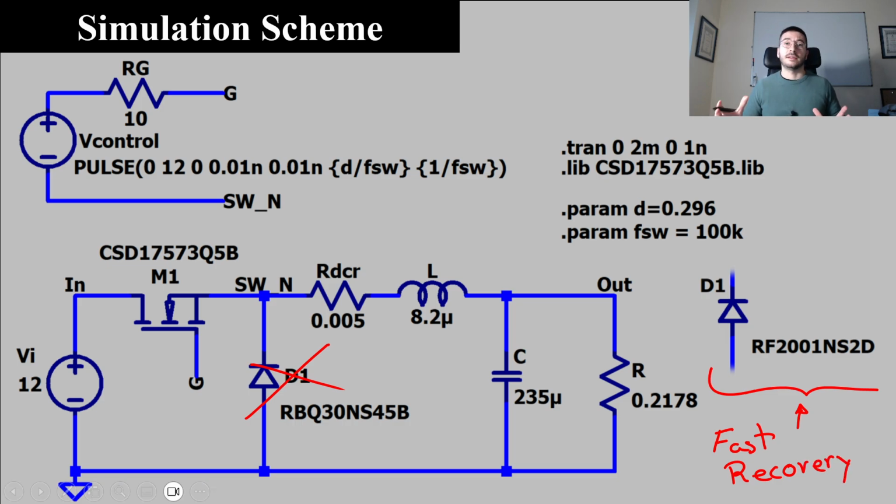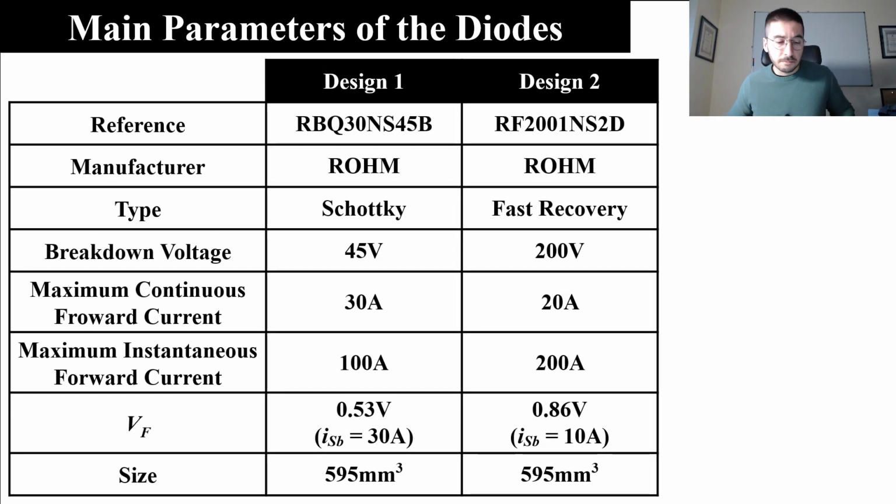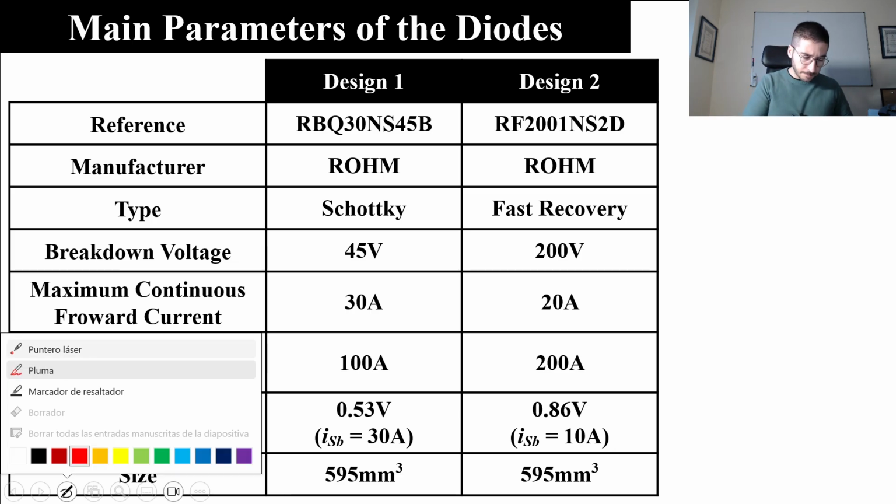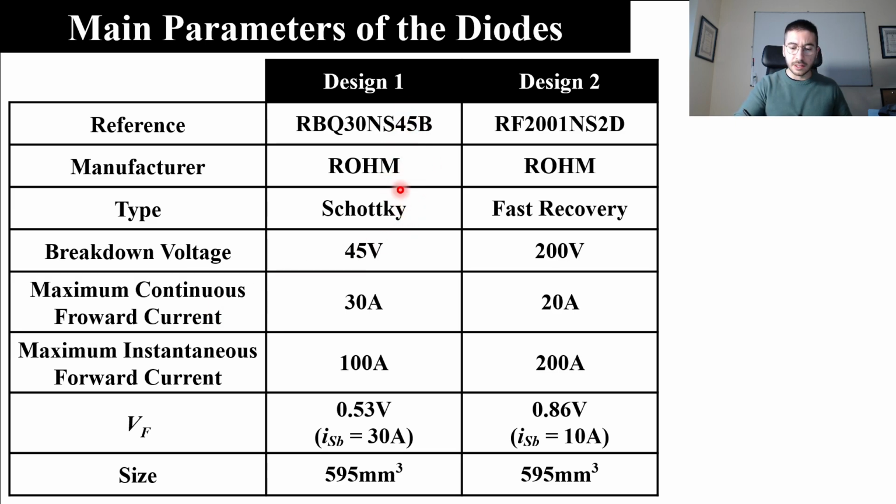One of the first changes we will have to perform in order to reach the target output voltage is to increase the duty cycle. And basically it indicates that with the new diode we will have higher power losses. So here we have a comparison between the main parameters of both diodes according to the datasheets. Here we have the Schottky diode and here we have the new fast recovery diode.